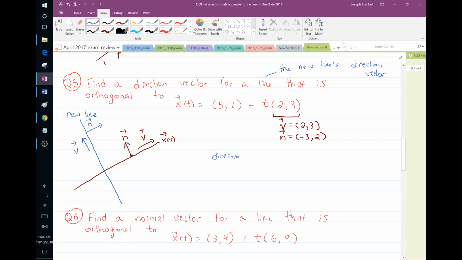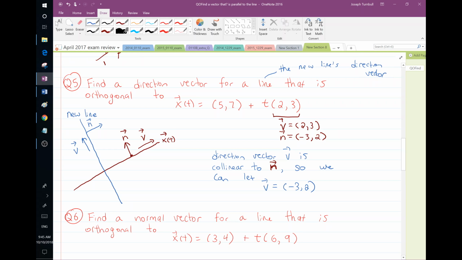So direction vector V is collinear to the normal vector for the given line, not the new one. So we can recycle, we can reuse it. So we can let V equal -3, 2.